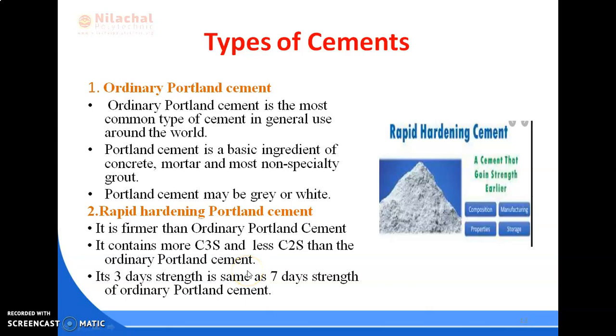Hello everyone. In today's lecture, I will continue the same chapter 2, cement. In the previous lecture we already discussed what cement is, different uses of cement, the chemical composition of cement, different compounds of cement, hydration of cement, heat of hydration, and also different tests on cement. In today's lecture I am going to discuss different types of cement.